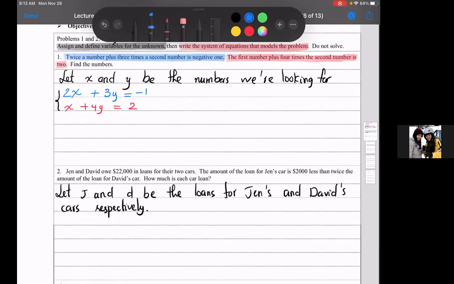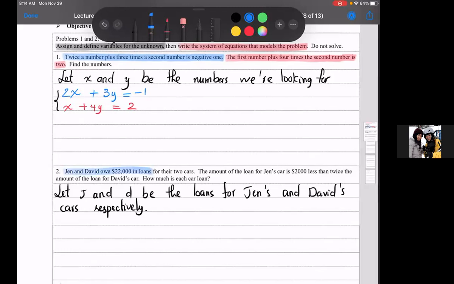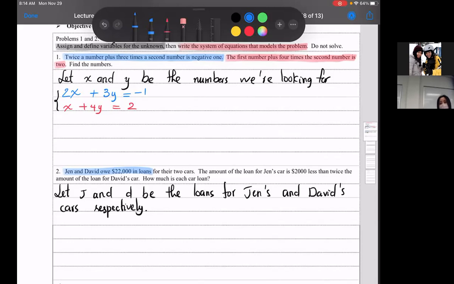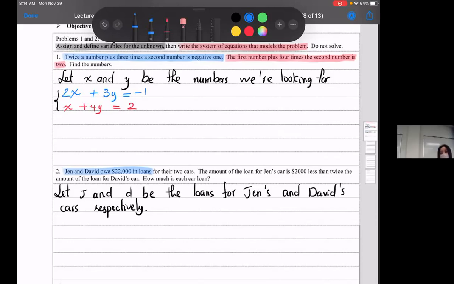Let me highlight the first one. Jen and David owe $22,000 in loans. So how would I write that in an equation? Yeah, J plus D equals 22,000, right? J plus D equals 22,000.